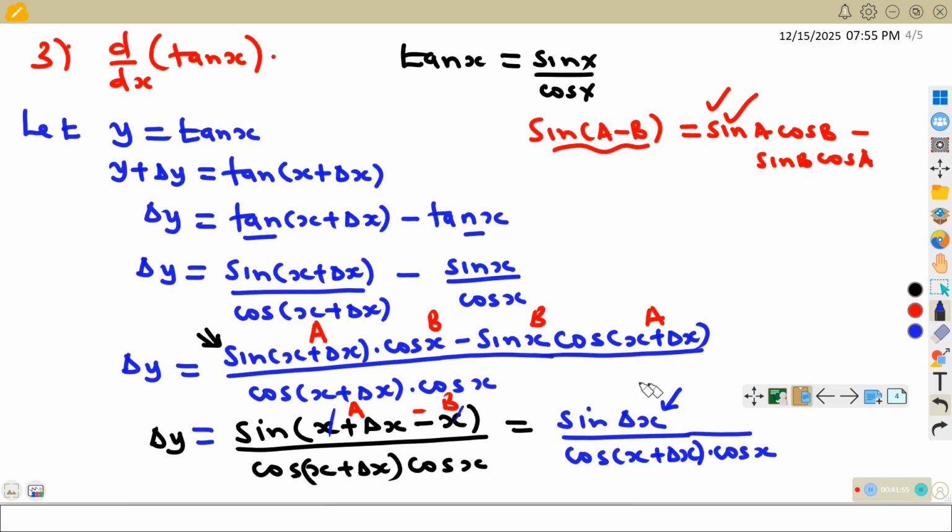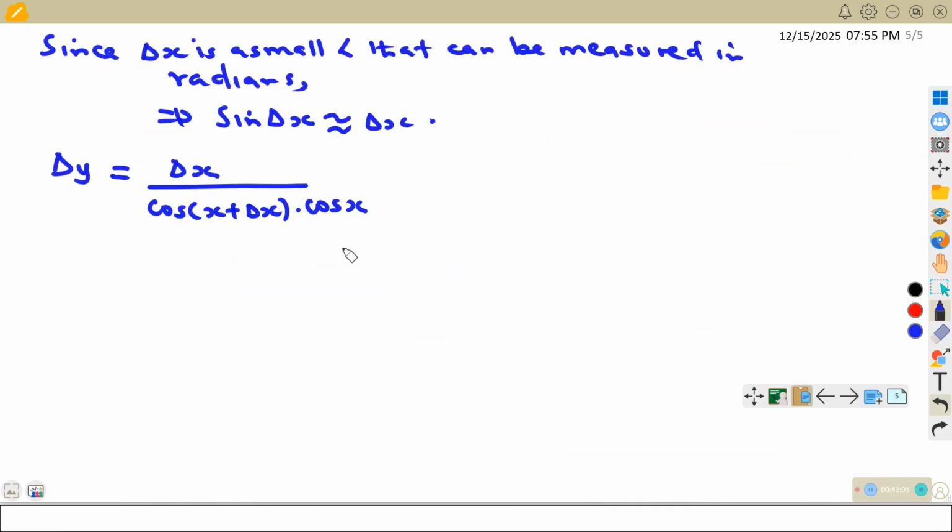Where there is sine of delta x, we are putting delta x. Sine of a small angle is approximately equal to that same angle. Okay, so from here, the next step will be to divide through. So let us divide through.